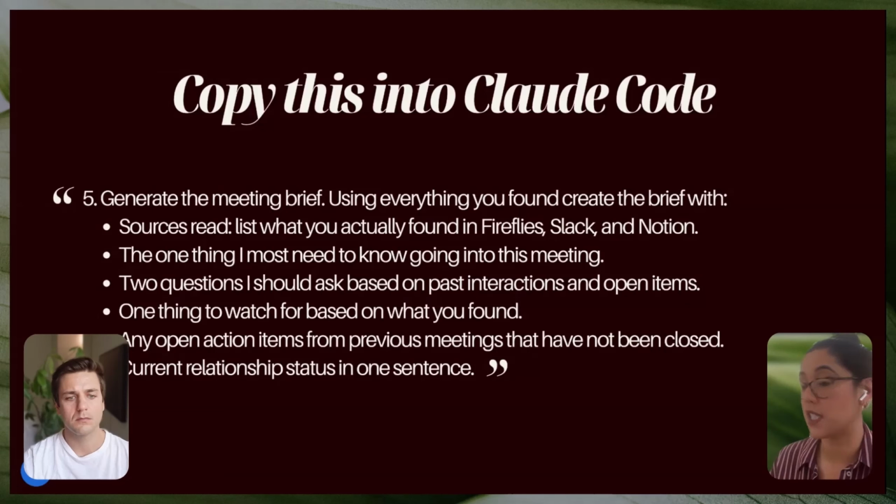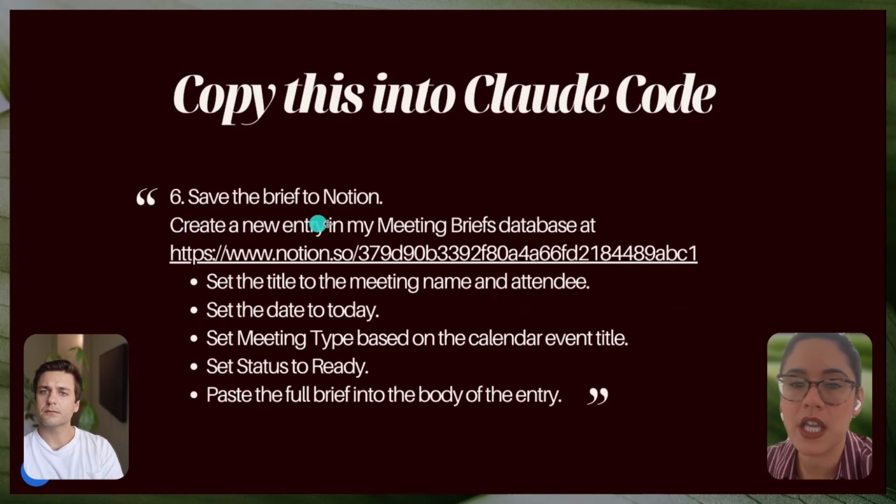So this also flags client health in that way. And then any open items from previous meetings that have not been addressed. And then summarize your current relationship status in 1 sentence with the client. And then from here, it's going to save everything in your new entry, your meeting database in your Notion.